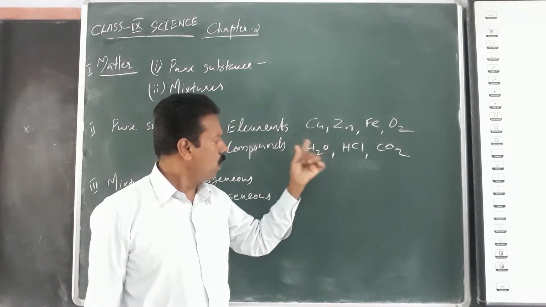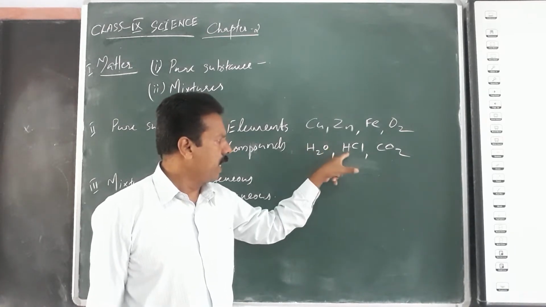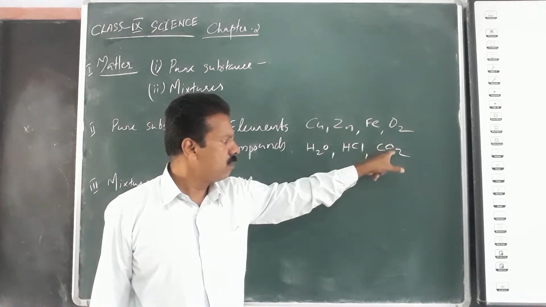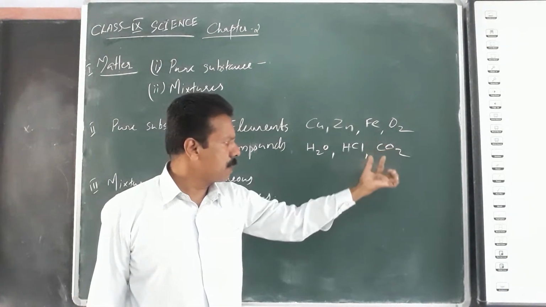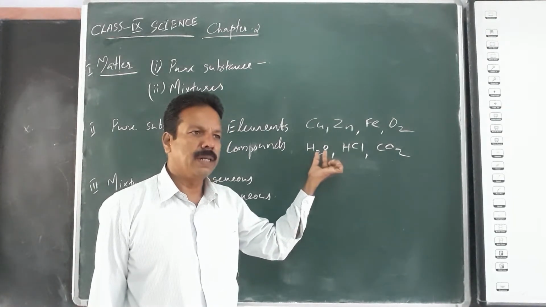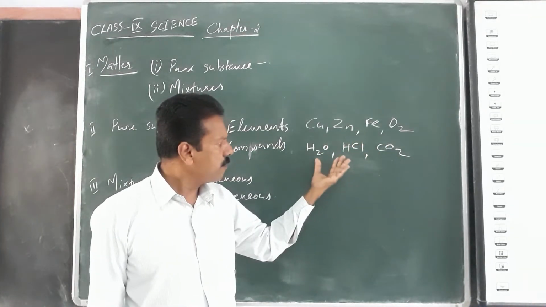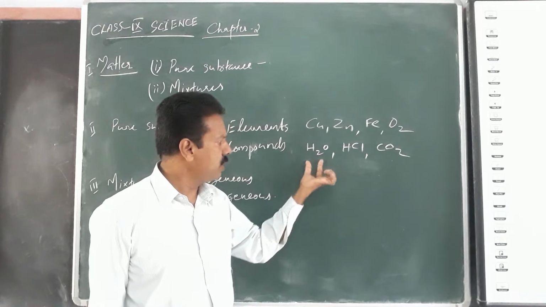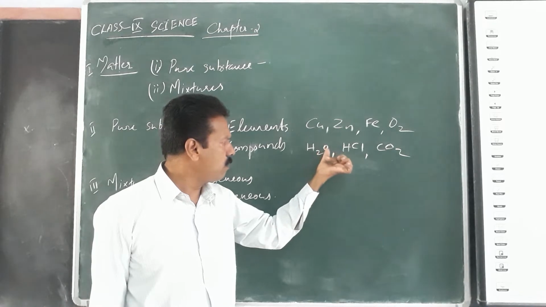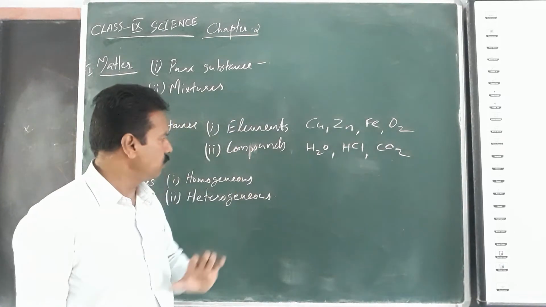Compounds: H2O, 2 atoms of hydrogen and 1 atom of oxygen. HCl, 1 atom of hydrogen and 1 atom of chlorine. CO2, 1 atom of carbon and 2 atoms of oxygen. They are combined in a fixed proportion. When you are taking water in Hapoli, water in Guwahati, water in Delhi, water in any place, it will be the same. It is composed in the same proportion by 2 atoms of hydrogen and 1 atom of oxygen. And that is the composition of compounds.